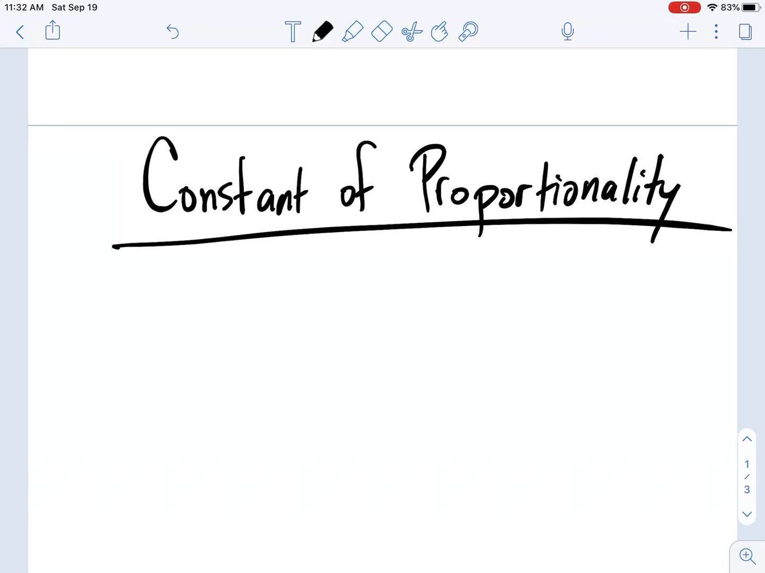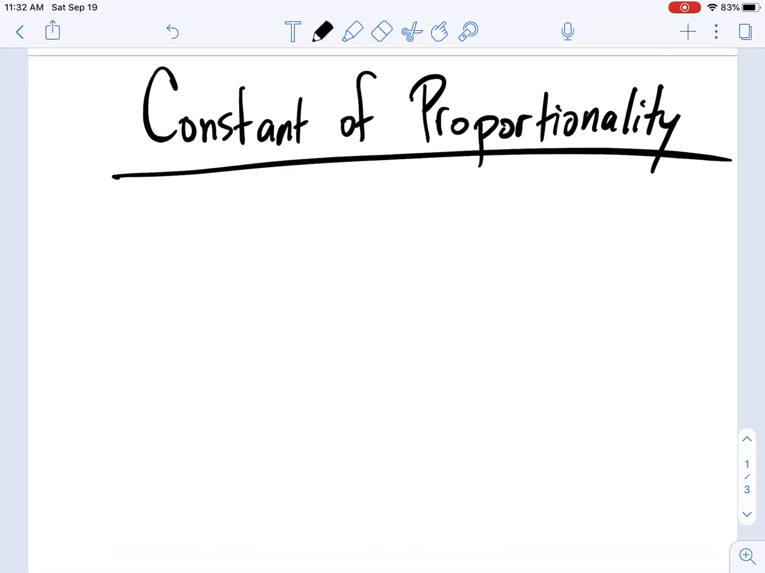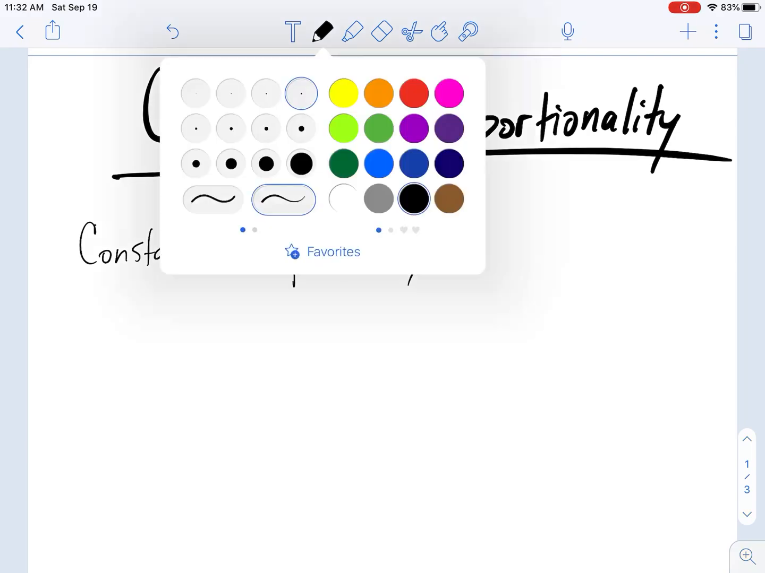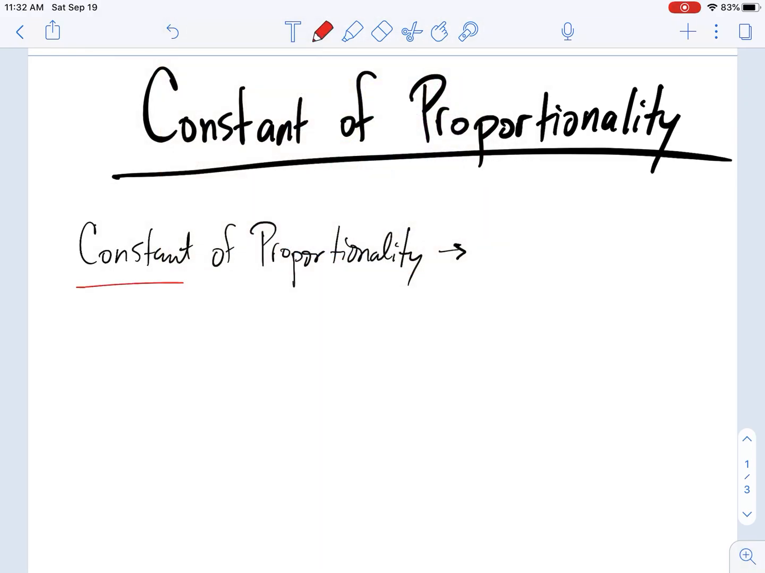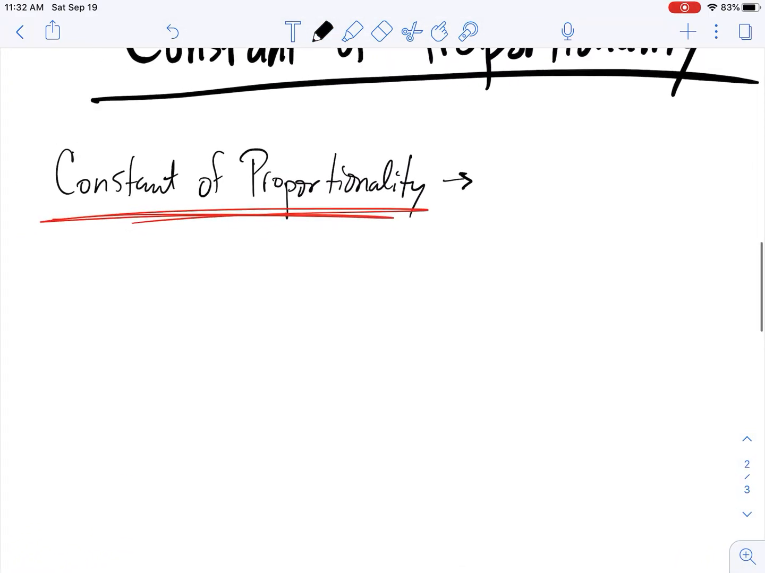I'm going to be teaching you about constant of proportionality. Now, one of the important things to know is that the constant of proportionality, it's a big word, can have a kind of confusing definition. But I want to remind you that a lot of times in math, there are big words that are used, and they're trying to scare you. This doesn't have to be a scary thing.